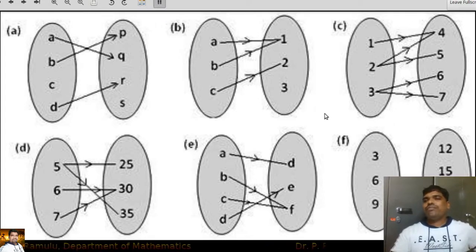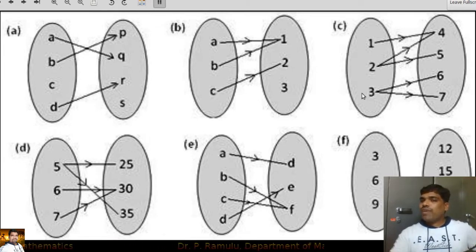Coming to here, what happened here? 1, 2, 3 go to the right. 1 goes to 4, 2 goes to 4, 2 goes to 5, 3 goes to 6. That means here it does not have a unique image. It has multiple images. So 2 has multiple images. It is not unique.